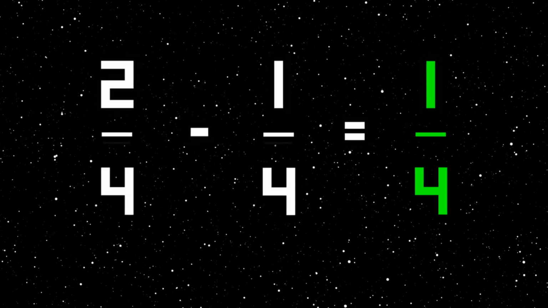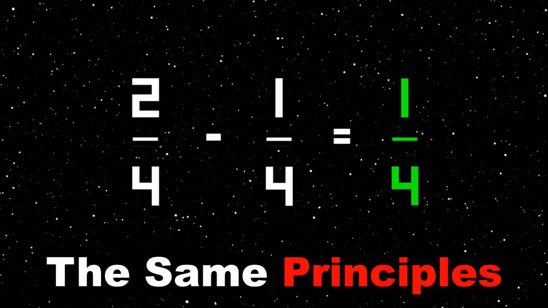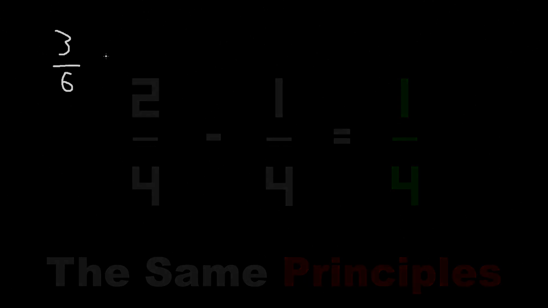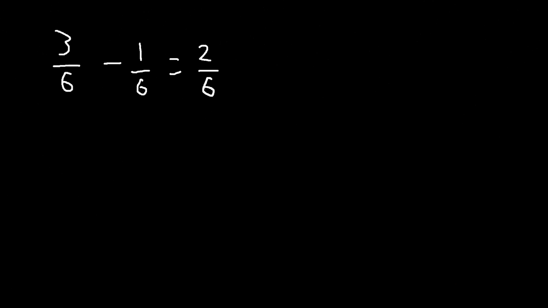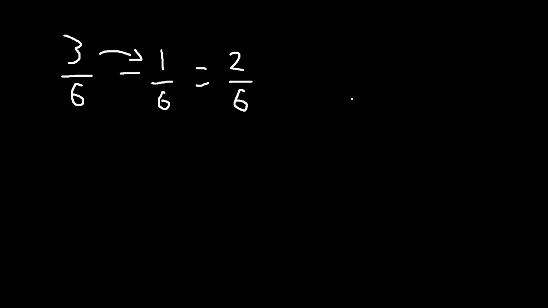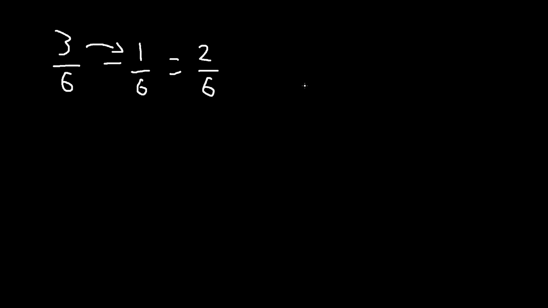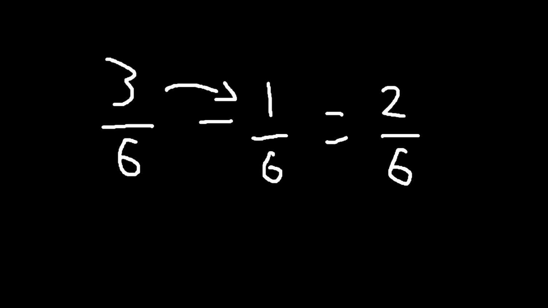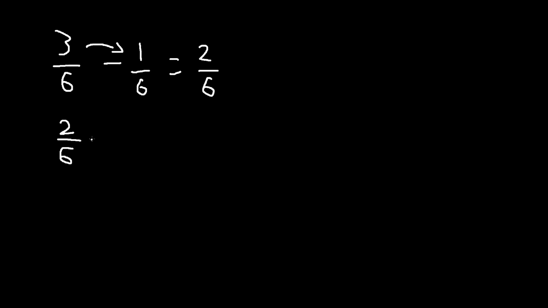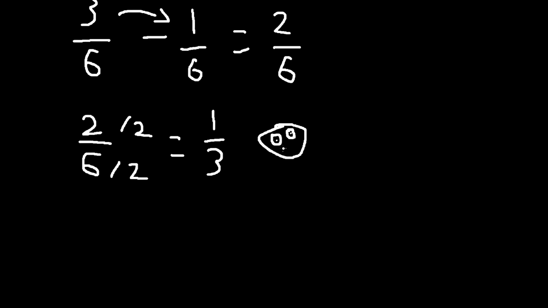When it comes to the subtraction of the same denominator, it is basically the same principle. Let's take 3/6 minus 1/6. All you do is subtract the numerators and let the denominators be the same, which then equals 2/6. And if you want to simplify it, you can divide the numerator and denominator by 2, which equals 1/3.